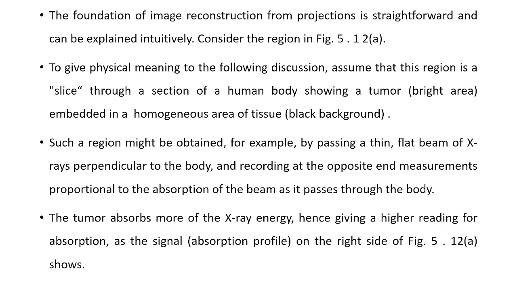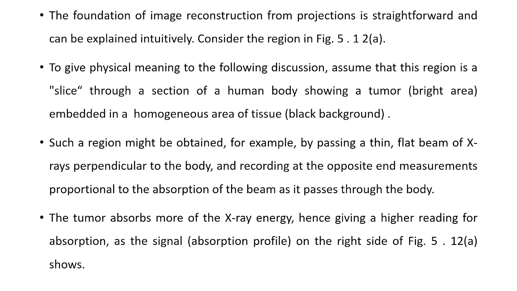Consider that image. Such a region can be obtained by passing a thin flat beam of X-rays perpendicular to the body and recording measurements at the opposite end. The end measurements are directly proportional to the absorption of the beam as it passes through the body. So how much light is incident on that particular tissue, how much is absorbed and how much is reflected back depends on the absorption property, and from that we get the final image.